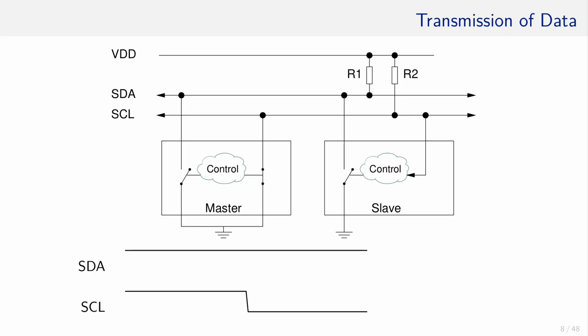However, in this scenario, the master closed the switch connected to SCL. Now all the potential and charge that is in that wire will be discharged through the switch into the ground.